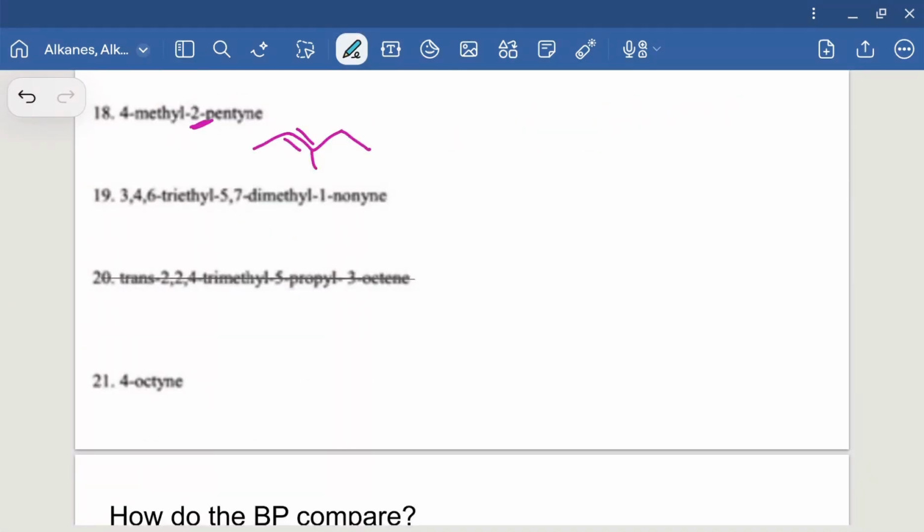With this video, it just kind of cut out on me, so I'm looking at YNE. Non is 9: 1, 2, 3, 4, 5, 6, 7, 8, 9. Between carbon 1 and 2 would be your triple bond. And then we have lots going on here. We have on carbon 3, 4, and 6 ethyl groups. So 1, 2, 3 is an ethyl group, 4 is here, and 6 is another one. And then on carbon 5, you have a methyl, and on carbon 7, you have a methyl. And then that one's done.